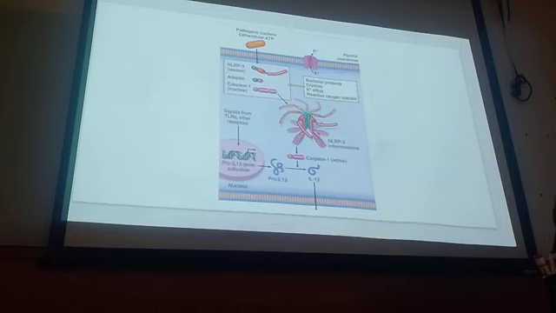Then in this disease, this NOD-like receptor recognizes the crystals, and this is an immune response. So what is the disease? The name of the disease is gout. This is an immune response to remove the crystals.